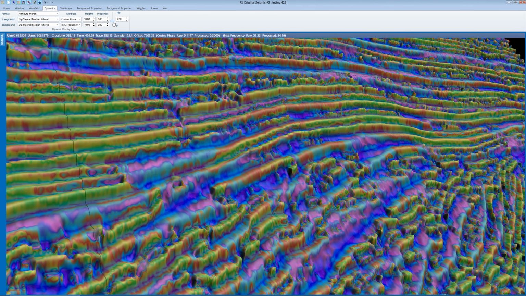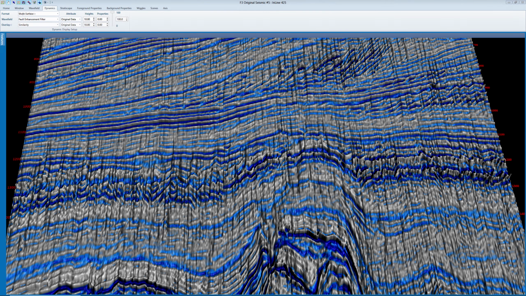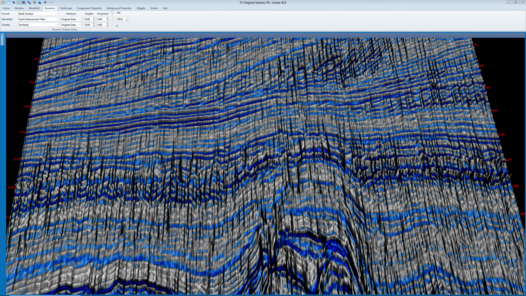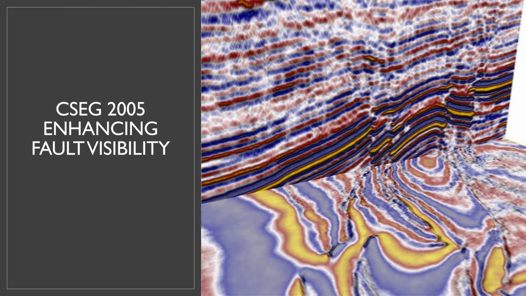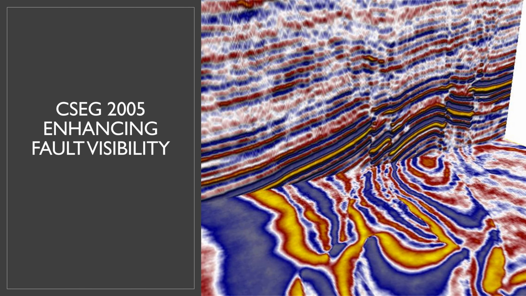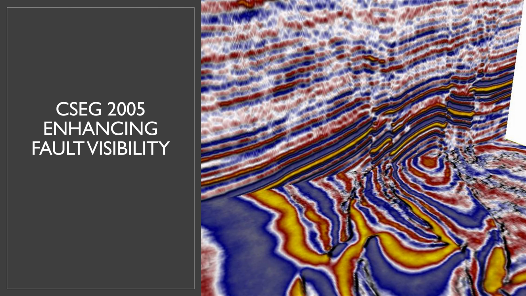Our last dynamic display, the multi-surface display, again has its origins in the depths of time. In this case, it descends from a 2005 CSEG convention talk that I gave called Enhancing Fault Visibility. I have included both the abstract and the presentation as lesson downloads. In the talk, I introduced the idea of using bump mapping to stamp coherence onto an image. You can see the effect here.